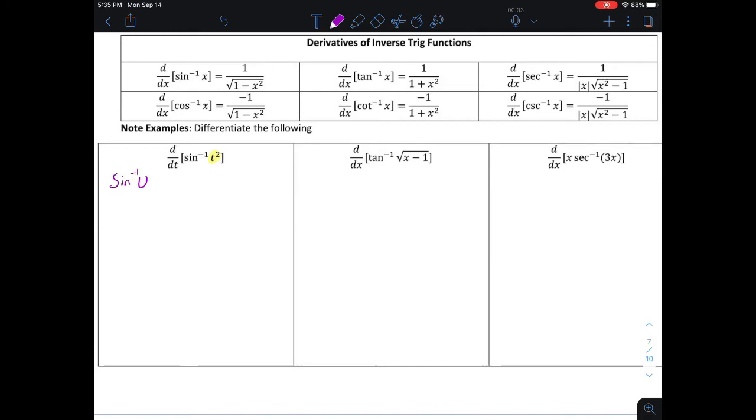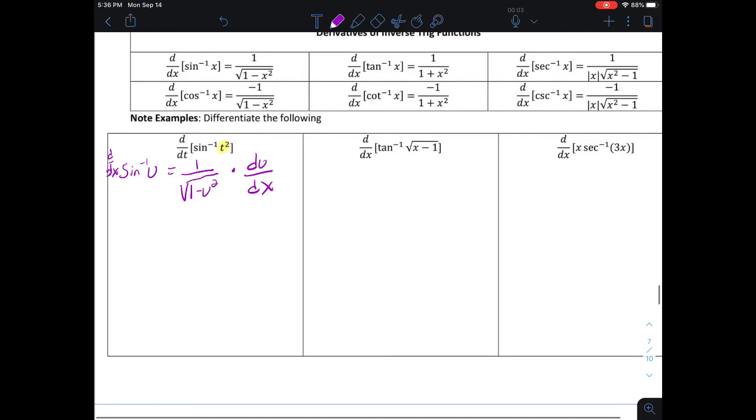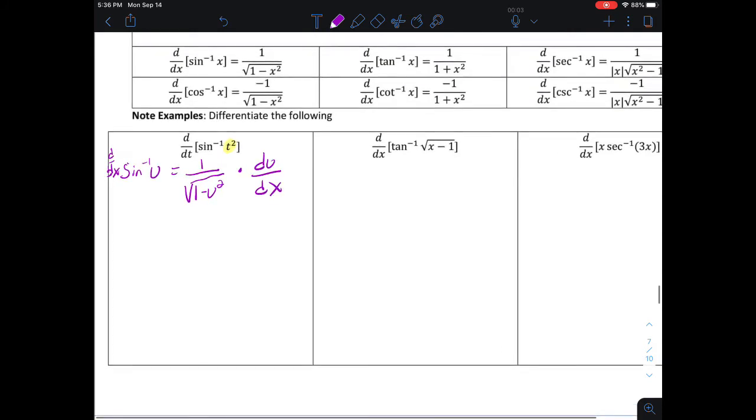Now, if we take the derivative with respect to x of inverse sine of u, that's going to equal 1 over the square root of 1 minus u squared, the derivative of the outer function, times the derivative of the inner function, du over dx. Our chain rule. Well, instead of u, we have t.